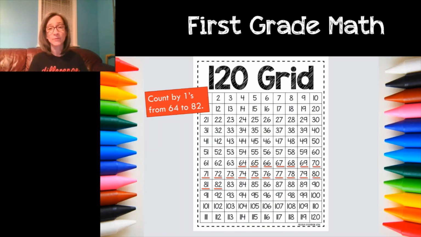And we know not only can we count forward by ones, but we can also count backward by ones. 82, 81, 80, 79, 78, 77, 76, 75, 74, 73, 72, 71, 70, 69, 68, 67, 66, 65, 64. Let's count forward again by ones, starting at 64, only going to 82. 64, 65, 66, 67, 68, 69, 70, 71, 72, 73, 74, 75, 76, 77, 78, 79, 80, 81, 82.